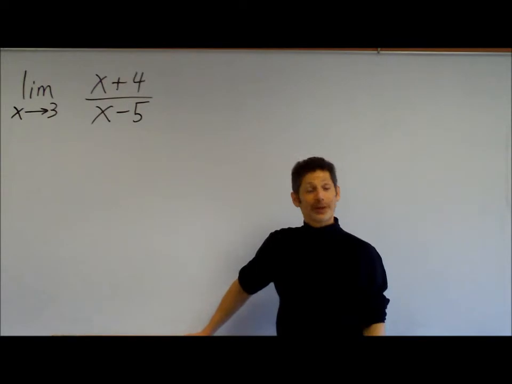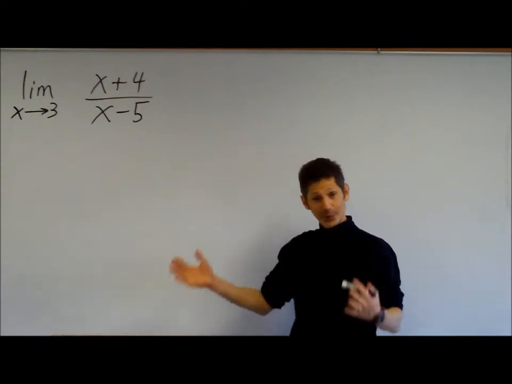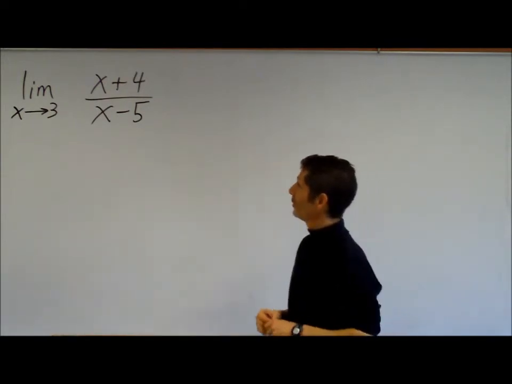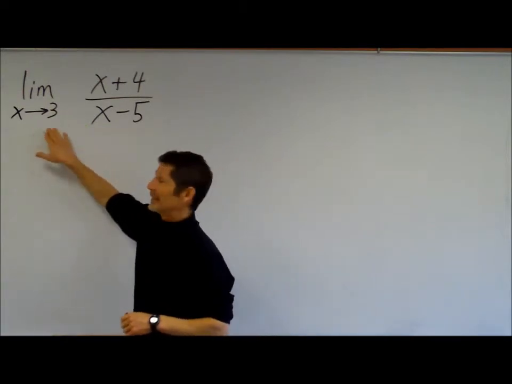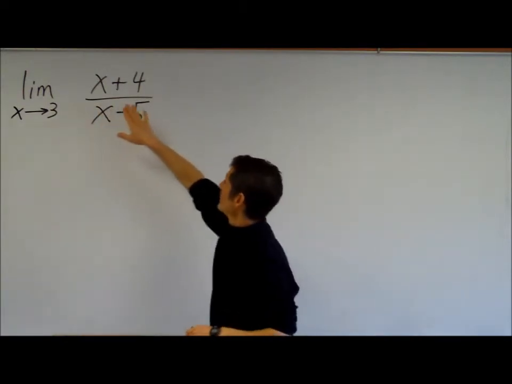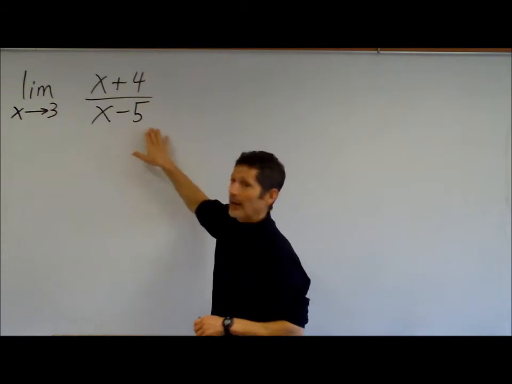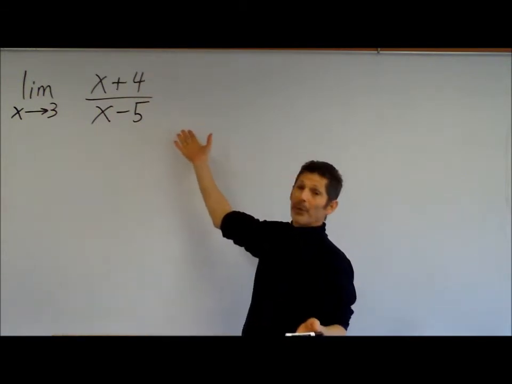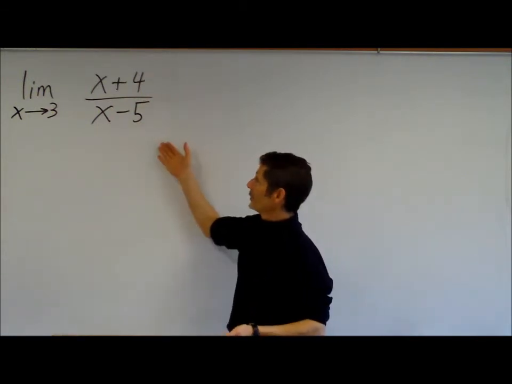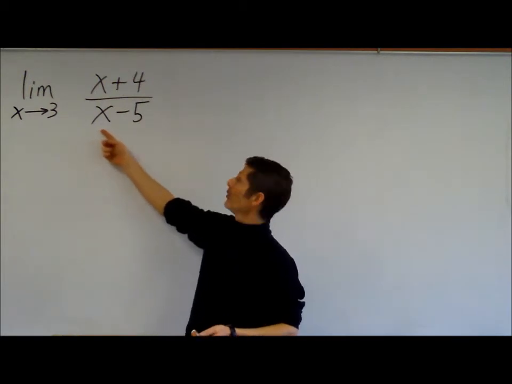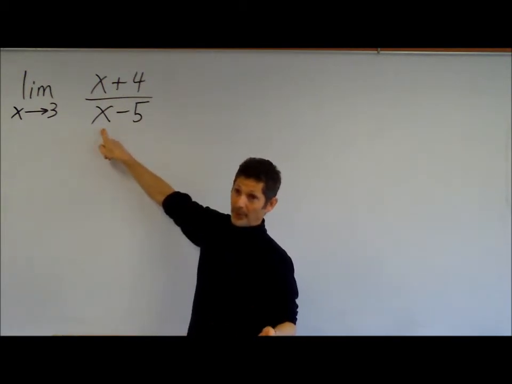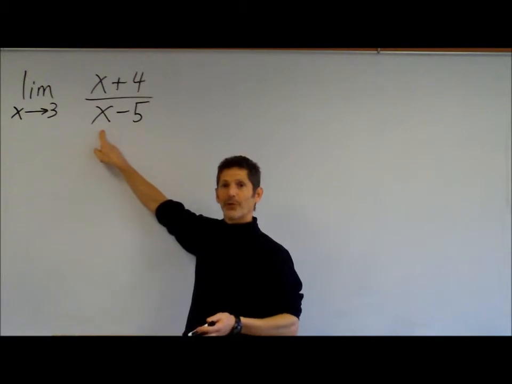So we're going to go through a few examples of finding limits algebraically. Here's the first example. It says find the limit as x approaches 3 of the function x plus 4 over x minus 5. I know a little bit about this function already. It's a rational function, and it has a discontinuity at 5. It makes the denominator 0, and actually I think I can even figure out what's happening there.